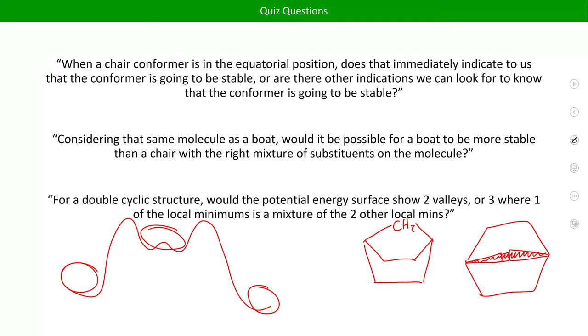Yeah, and the way to think about those valleys, since we have the language, is that local minimums are what we're calling a valley. There is going to be some global minimum for the molecule, and that's going to be whatever the most stable conformer is. Gotcha. That is going to be the global minimum.